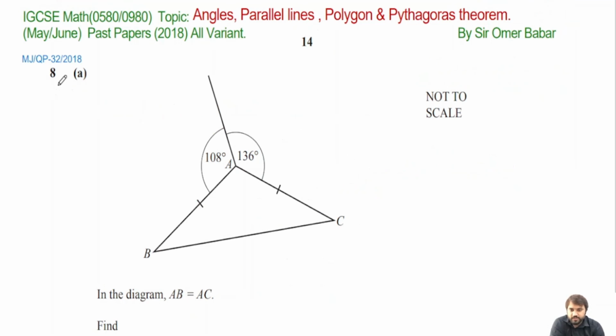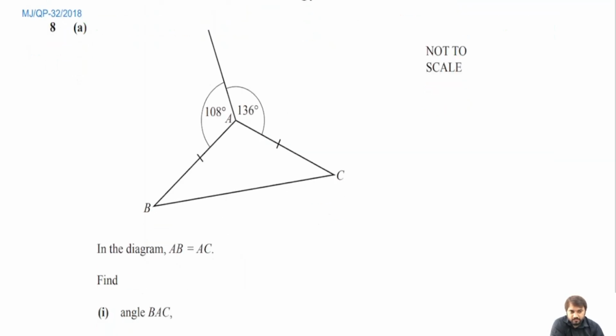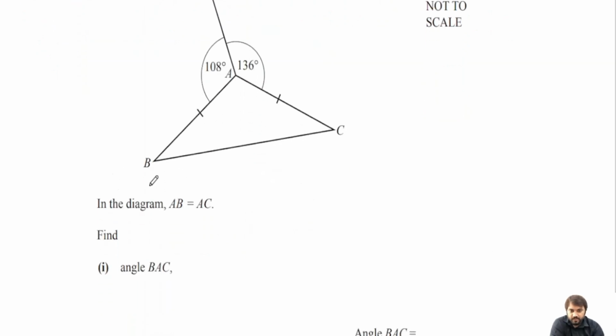Our next question is question 8, appeared in year 2018, paper was 3, variant was 2. Here we have a diagram again. In the diagram, AB and AC are equal. So these line segments represent the similarity. It means the length of AB is equal to the length of AC. We need to find the angle BAC. So we have to calculate this angle in part 1.